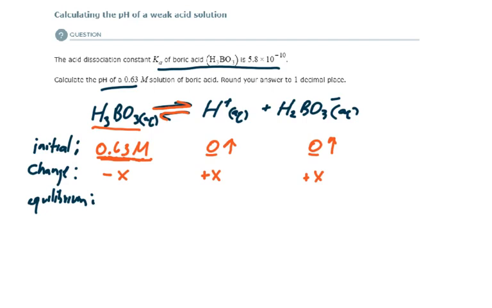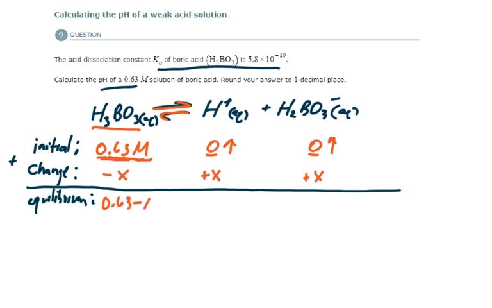So what are the equilibrium concentrations here? Well, we treat this just like an addition problem. We're going to add these two together. When I add these together, I get 0.63 minus X. What's 0 plus X? Well, plus X. What's 0 plus X? Again, plus X.